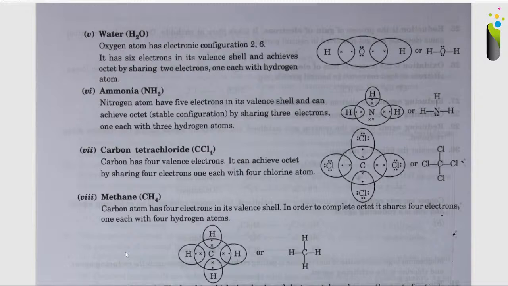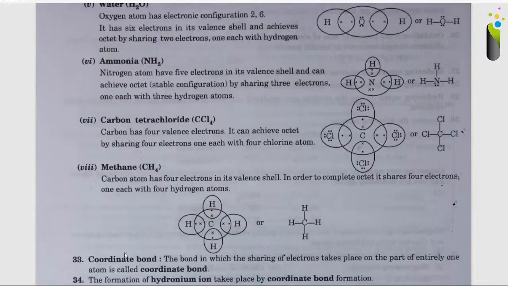The next one is ammonia, NH3. Nitrogen atom has 5 electrons in its valence shell and can achieve an octet, that is a stable configuration, by sharing 3 electrons, one each with 3 hydrogen atoms. So you can again see the structure very properly.